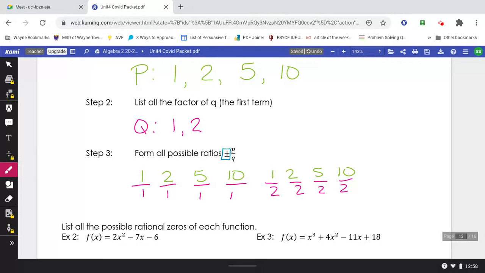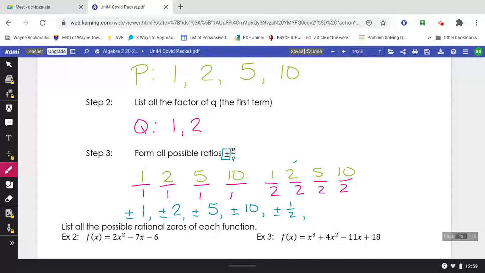on each of them. 1 divided by 1 is 1. 2 divided by 1, 2. 5 divided by 1, 5. 10 divided by 1 is 10. 1 divided by 2 is a decimal or a fraction. I'll go ahead and just leave it as 1 over 2.